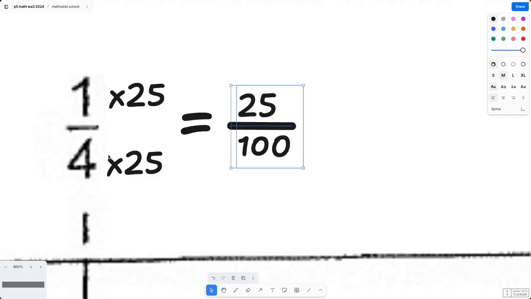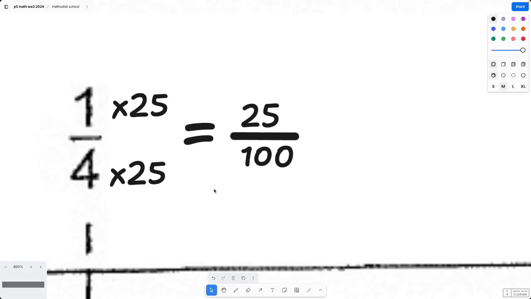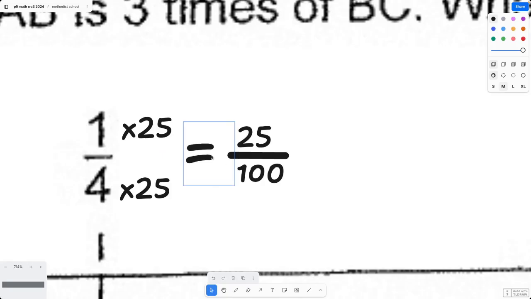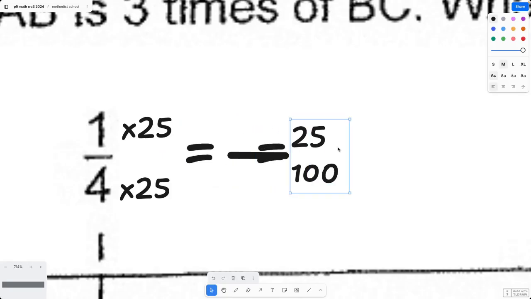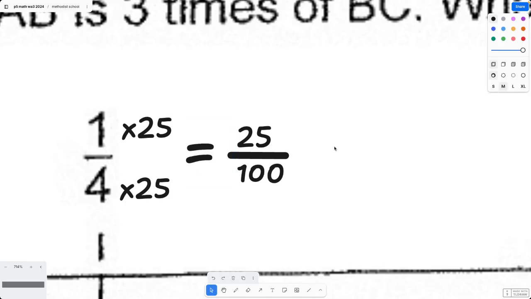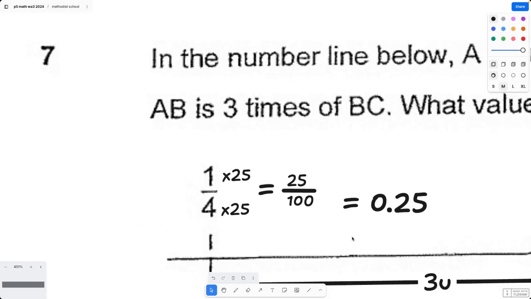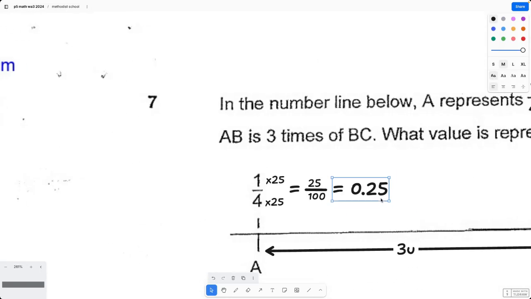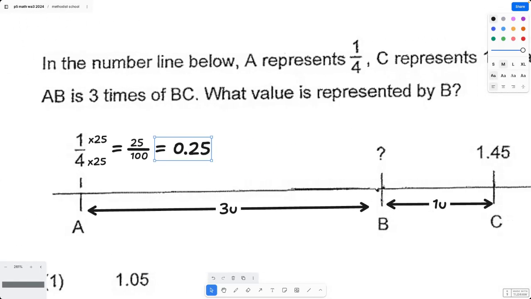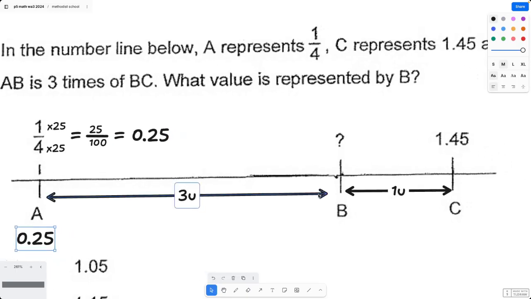You can also divide it using your workings, but I'm going to do this because this is much easier. So in this case, 25 divided by 100 is actually 0.25. So 1/4 is 0.25. Now we know that 1/4 of A is 0.25. So A is here 0.25. And then we know C is 1.45.